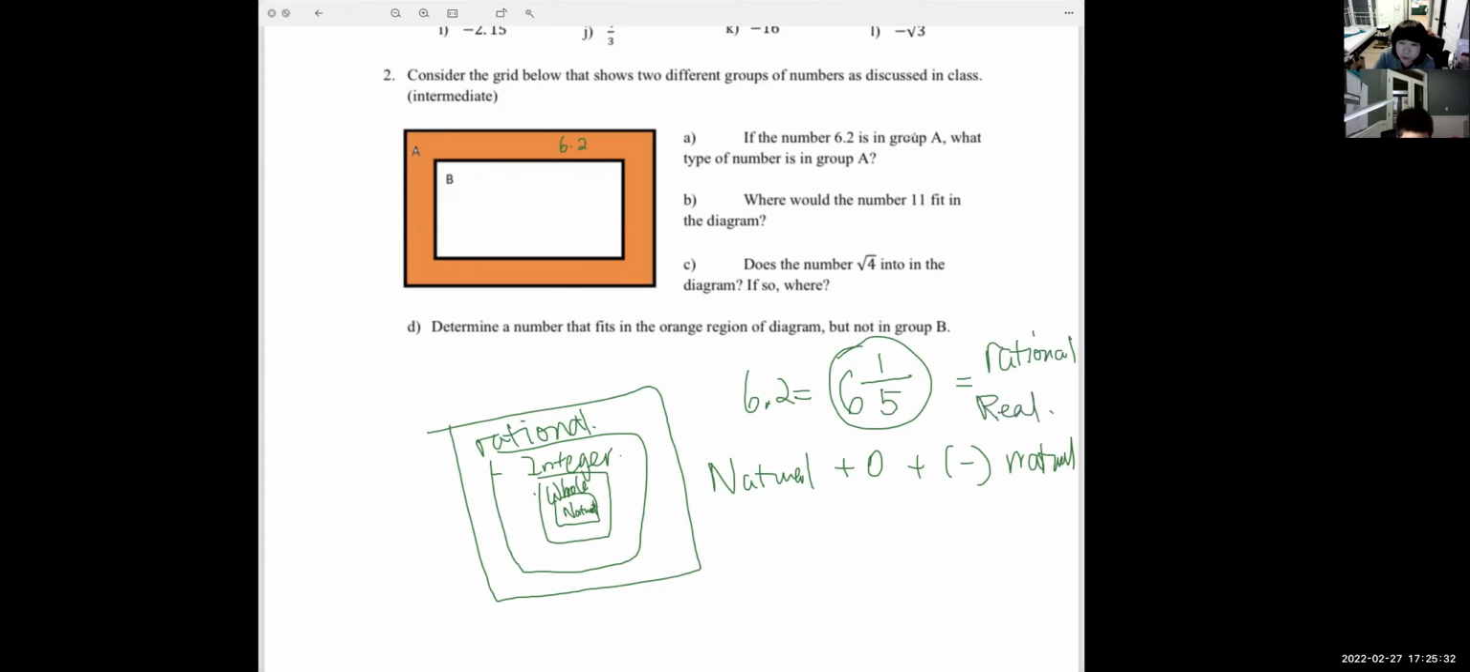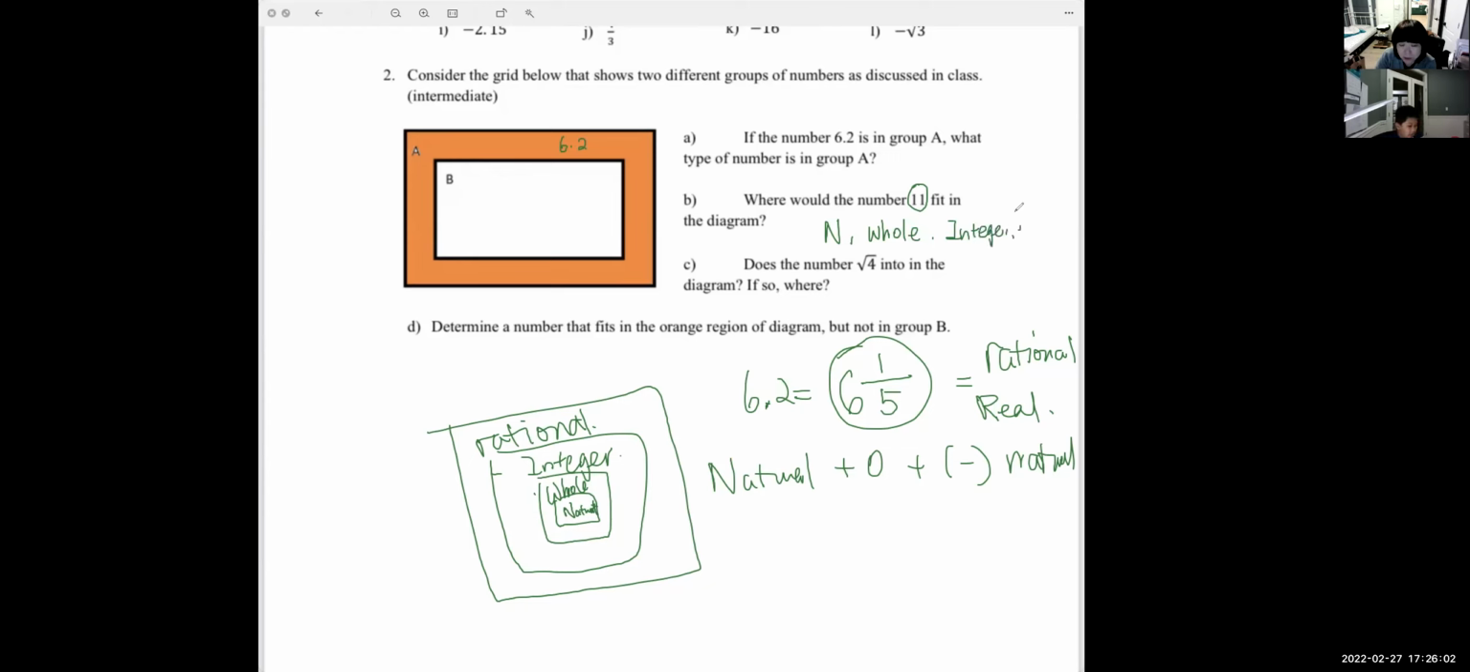So now let's take a look at this one. I don't know what it is yet, because it could be rational, it could be real, correct? Where would the number 11 fit in the diagram? So 11 is a what? 11 is a natural number. 11 is also an integer, and 11 is also a whole number, right? So 11 could be natural, whole, and integer.